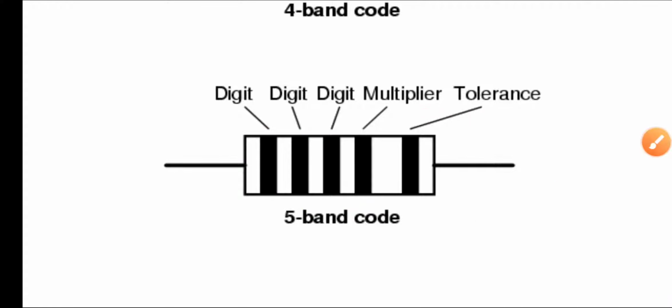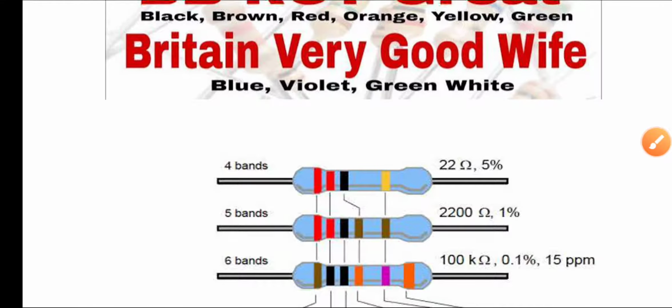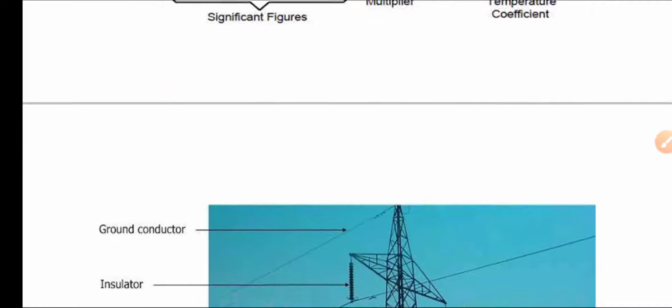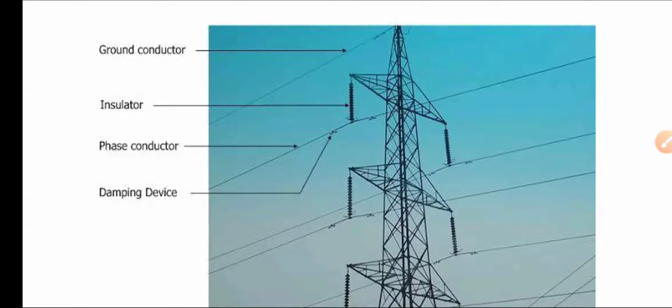Okay guys, this is for your knowledge purpose, so that if we are given resistors in a circuit, we can recognize what kind of resistor it is. So next one is the insulator. What is resistance? Resistance opposes the flow of current. What is an insulator? An insulator blocks the flow of current.